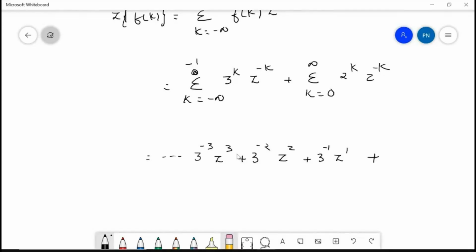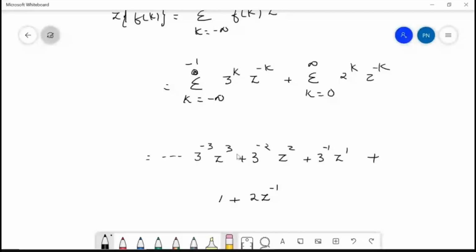Plus, in the second one, when k is 0 we get 1, when k is equal to 1, z raised to minus 1, when k is equal to 2, 2 square, z raised to minus 2, plus one more, 2 cube, z raised to minus 3, plus etc. This is one term and this is another term. I have not written all the terms because it starts from minus infinity to minus 1, that is why I put etc. first.